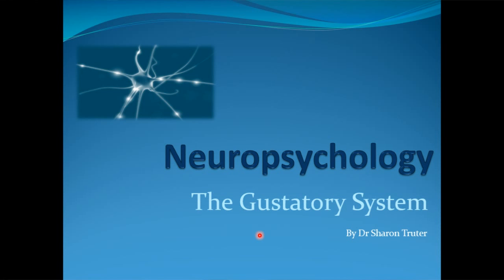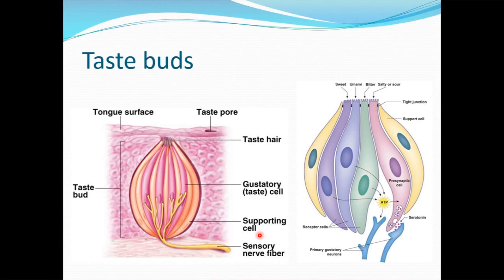The gustatory system has to do with taste. Now, our children are still being taught at school, well, at least mine were, that the tongue has these different areas, some for sweet, some for sour, some for bitter. It's actually not true.